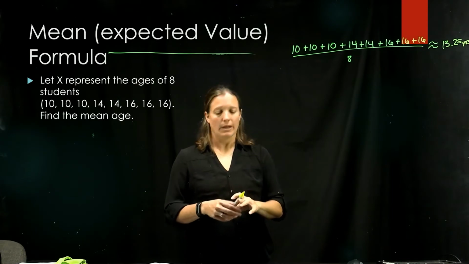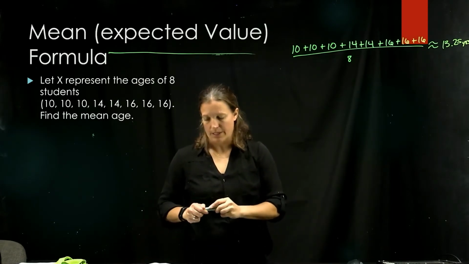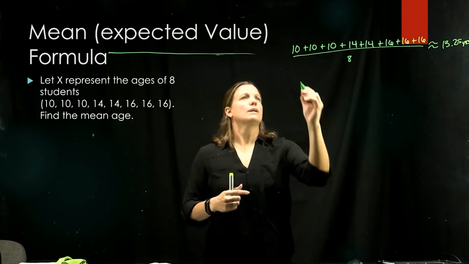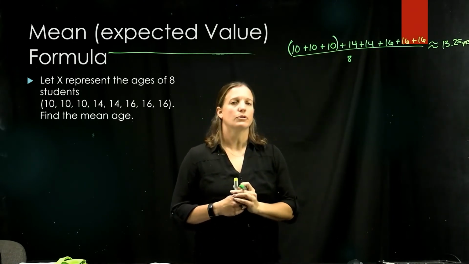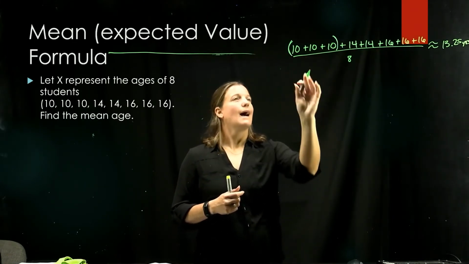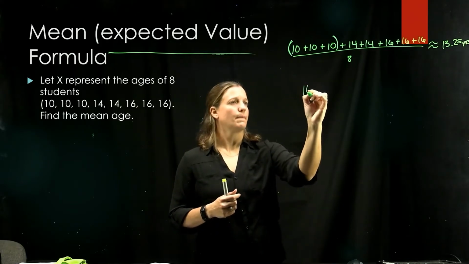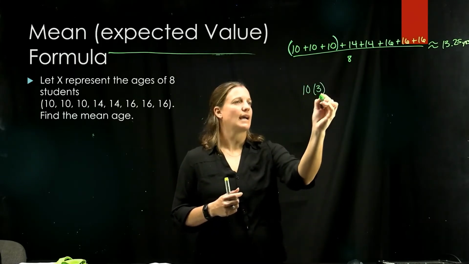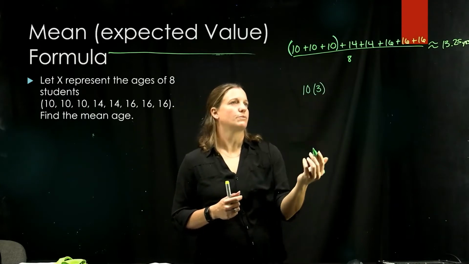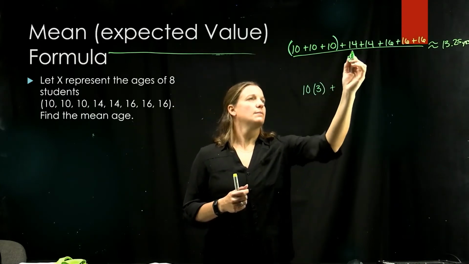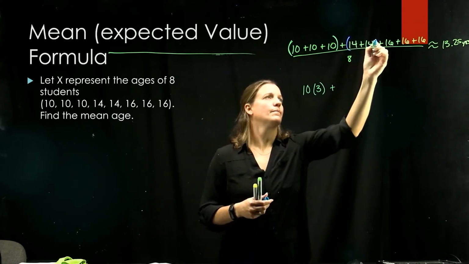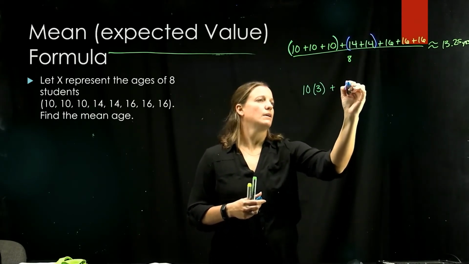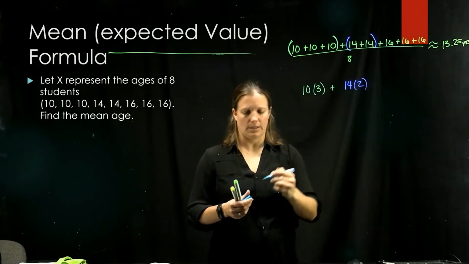But now, what I want to do is break it down a little bit and look at the components here. So when I have repeated numbers, so I had 3 10s, I can write that a little more simply as 10 times 3. So repeat addition I can write as multiplication. Similar with my 14s. I have 2 of them that are being added together. So I could write that as 14 times 2.